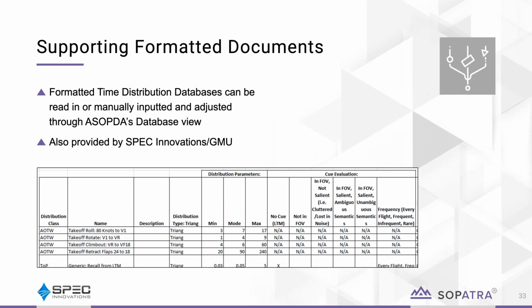Other supported format. Now, this is the time distributions. Time distributions are very important in this, because again, people's time can vary significantly. This is a table showing an example of how much time it can take. These values are in seconds, by the way. So it's 3 to 17 seconds with a middle point of 7 seconds.